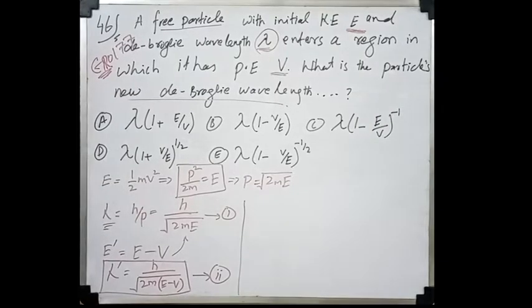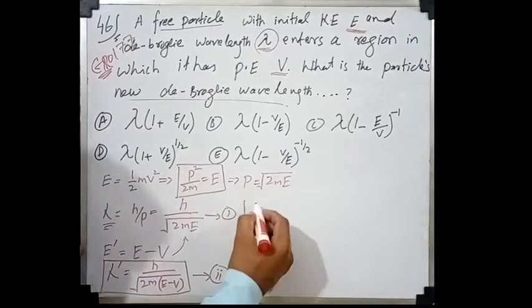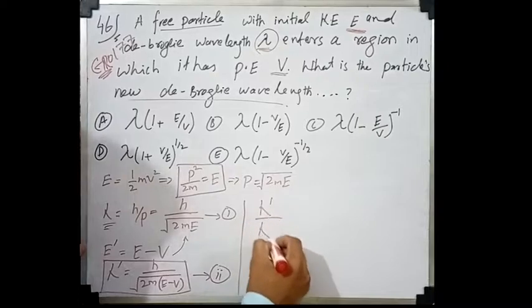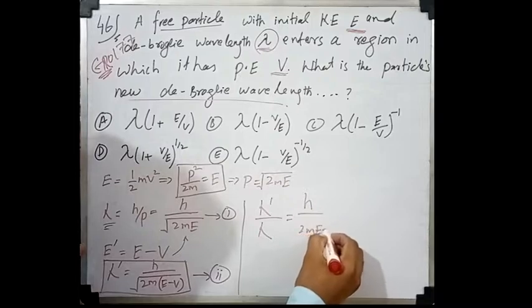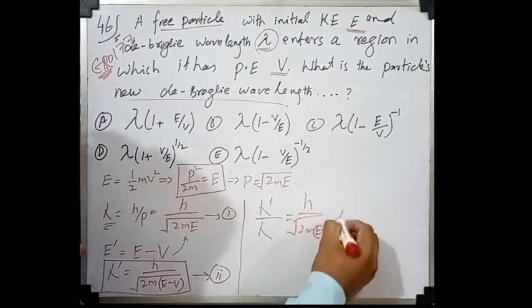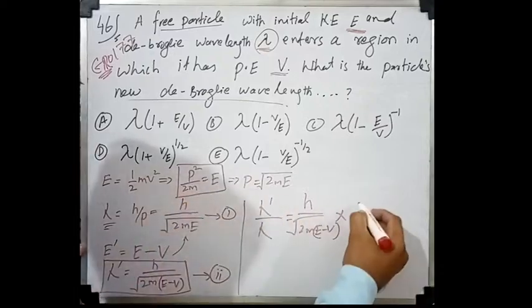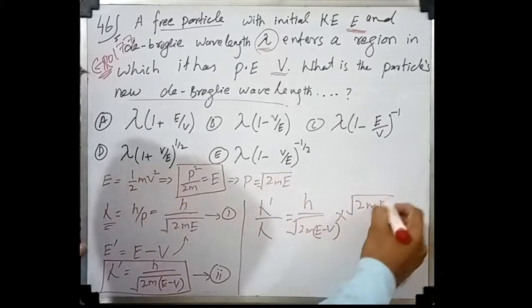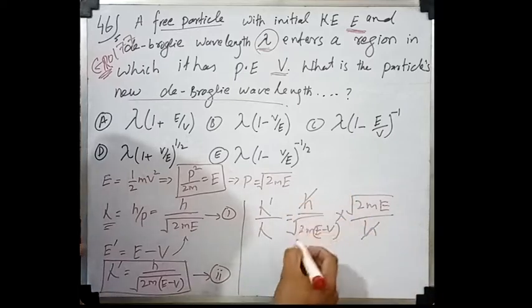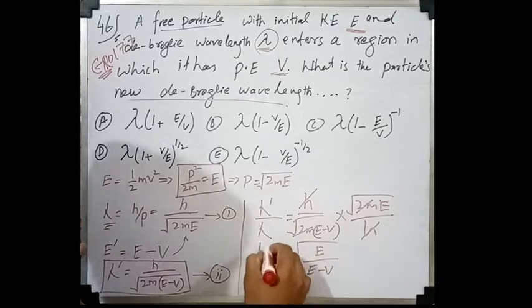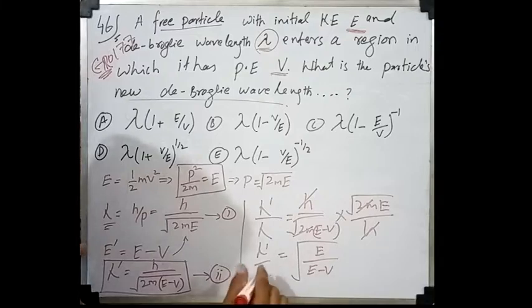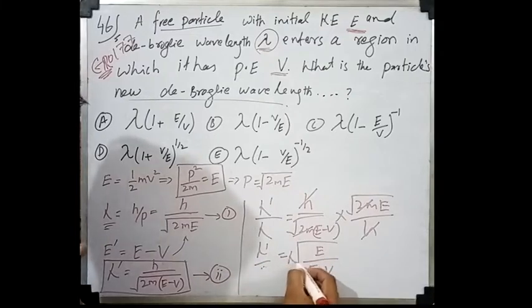Now to get this new wavelength lambda prime, let's divide this equation by equation 1. So this becomes lambda prime divided by lambda, which equals h over square root of 2m(E minus V), multiplied by square root of 2mE over h. h cancels with h, 2m cancels with 2m, so this becomes square root of E over E minus V.